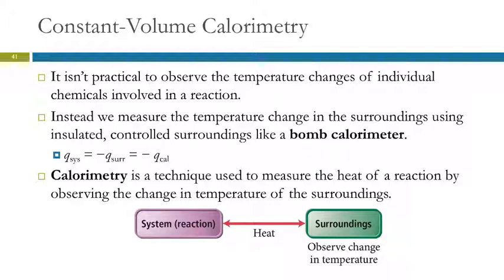A bomb calorimeter kind of looks like a bomb. It doesn't explode or anything, but it looks like a bomb. So a bomb calorimeter is used. It's insulated so that energy cannot be lost to further surroundings. We can minimize our surroundings to just the calorimeter instead of considering the entire universe, which is a bit difficult. So calorimetry is a technique where we measure the heat of a reaction by measuring the change in temperature of the surroundings. And we're going to do some calorimetry in lab on Thursday. So by observing the temperature change in the surroundings, we can figure out the amount of heat that was released or absorbed by the system.